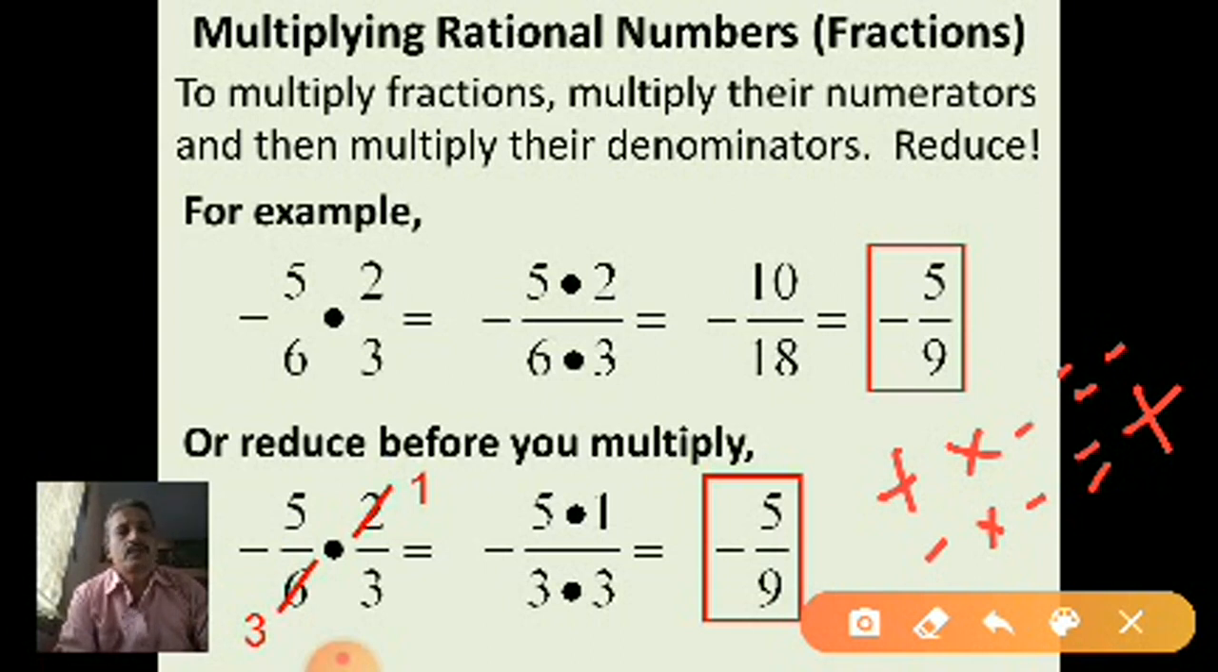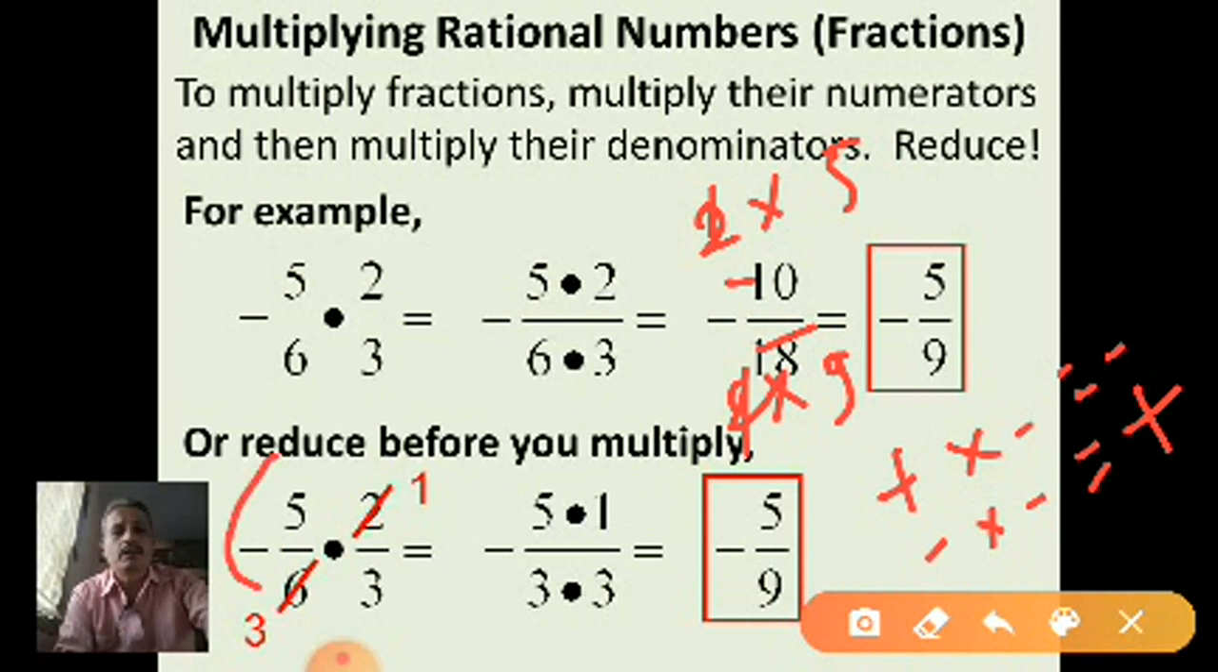So the answer is 5 twos are 10 and 6 threes are 18. Reduce the form. This 10 we can write as 2 into 5, and this 18 we can write as 2 into 9. This 2 cancels. What is left? Minus 5 upon 9. Not multiplying or reducing the form, you can do it directly.